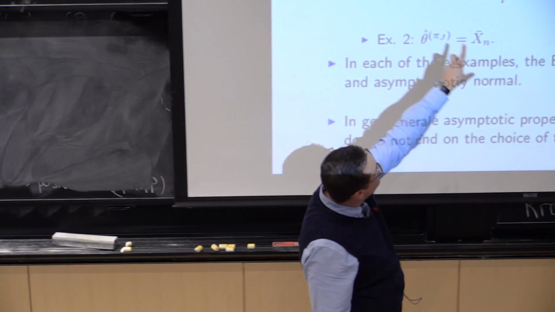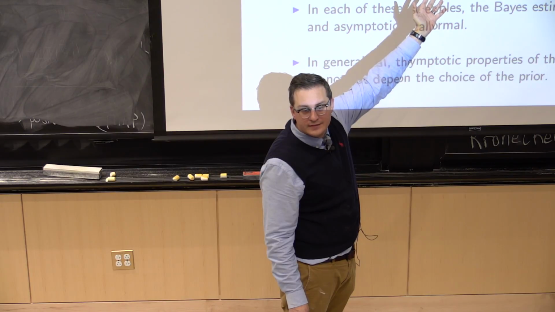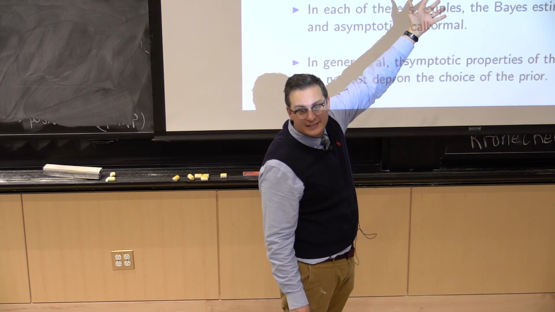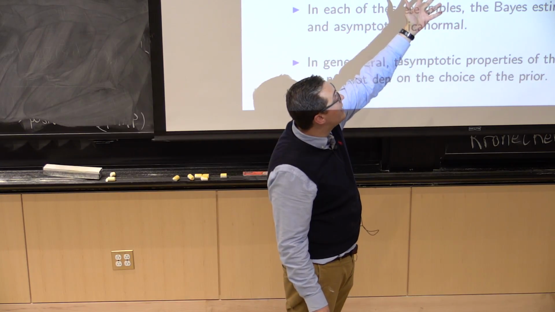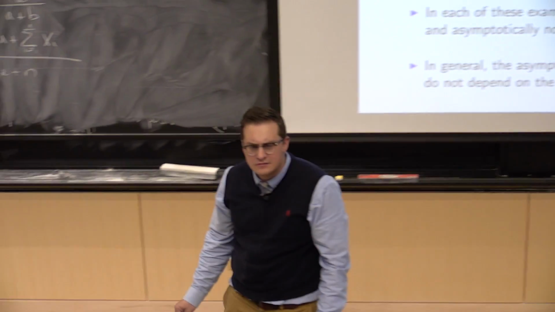Okay, so the reason why this thing has been divided is that you can really see that as n goes to infinity, this thing behaves like xn bar, which is our frequentist estimator. The effect of the prior, which is completely captured by a, is going away as n goes to infinity. Is there any question?